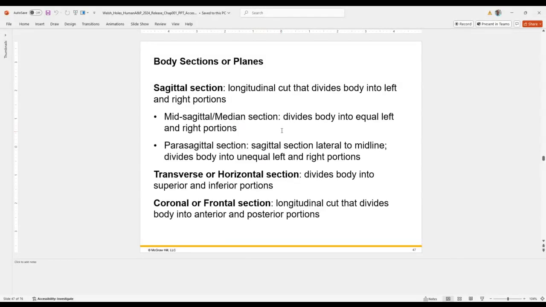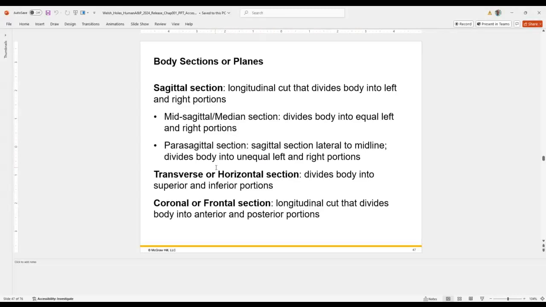Okay, body sections or planes. This is important because a lot of times in the textbook, you'll see certain types of pictures or cuts of organs or organ systems, and you need to understand what the perspective is. A sagittal section is a longitudinal cut that divides the body into left and right portions. If we say mid-sagittal or median section, we mean we're dividing the body into an equal left and right portion.